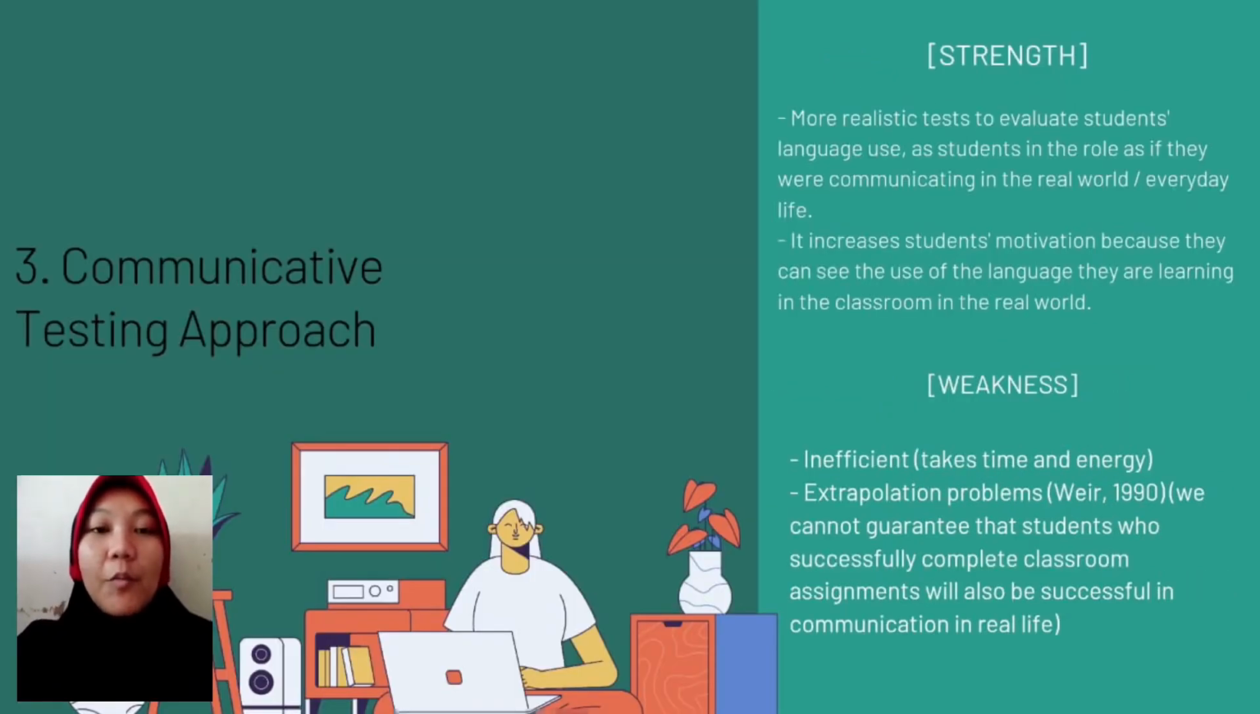Number 3, communicative testing approach. Strengths: first, realistic evaluation makes students feel they are communicating directly and feel real. Second, with this test, it can help students develop better language. Weaknesses: first, the test will take up a lot of time and place, so it can make students feel bored. Second, it is not guaranteed that students will succeed in using language well when communicating in real life.